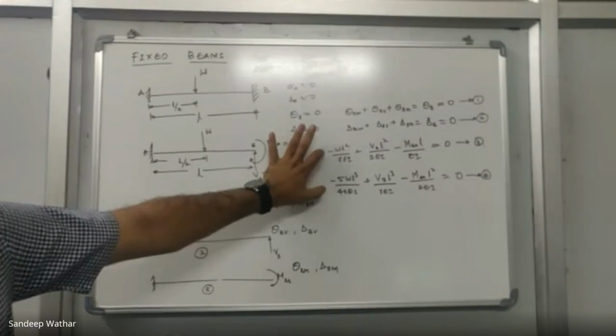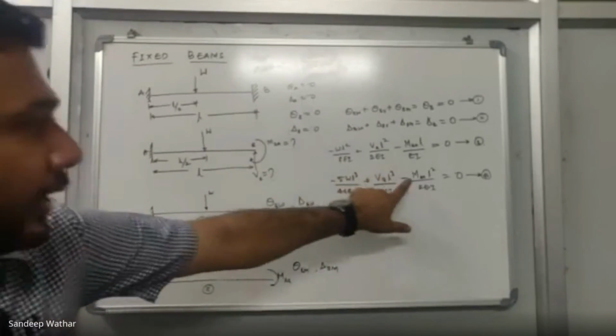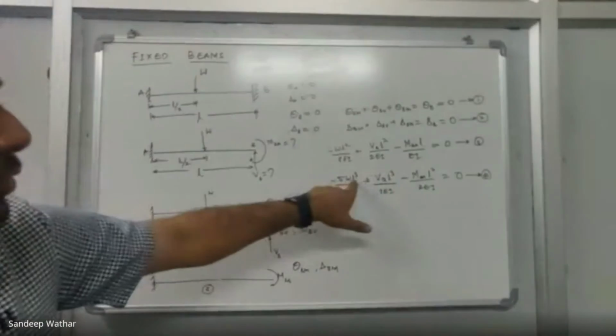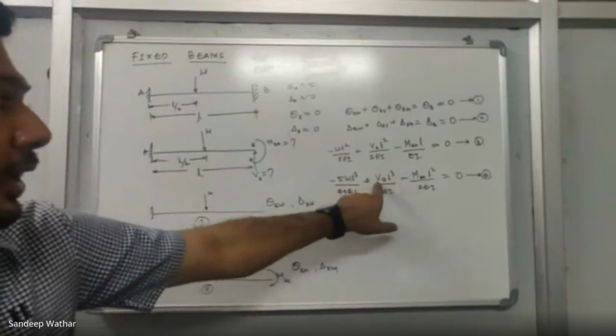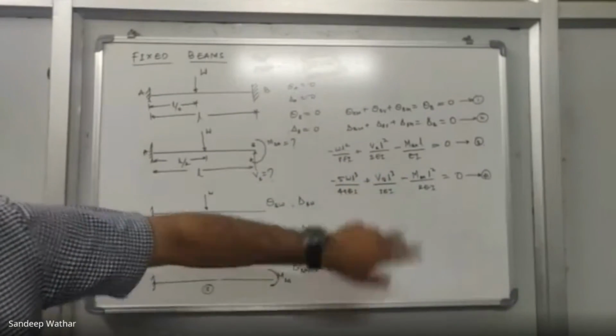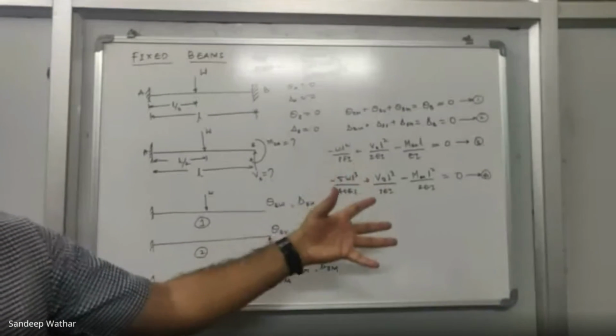So you use these two equations. You try to determine VB in terms of W, and you try to determine how much is MBA in terms of W. Two equations, two unknowns. What are the unknowns here? MBA and VB. These are the two unknowns you have. You try to resolve it, and once you resolve it, we'll discuss in the next class.